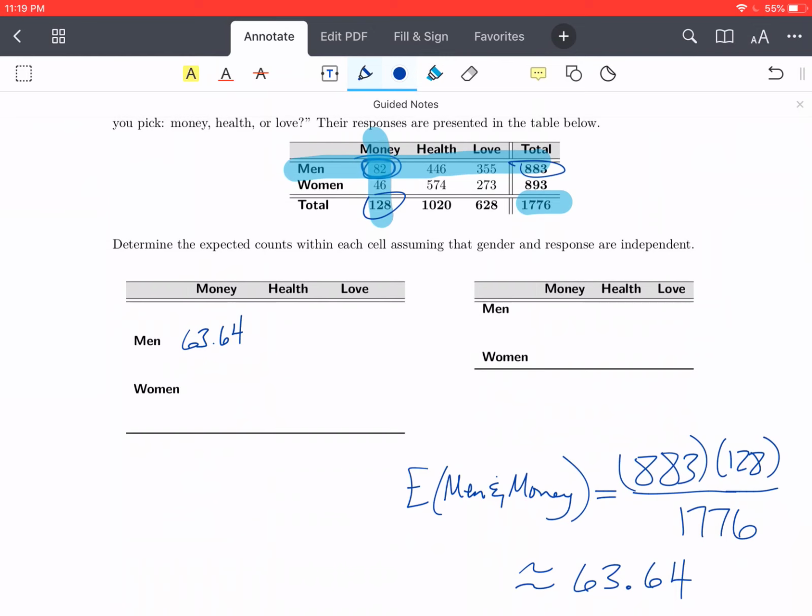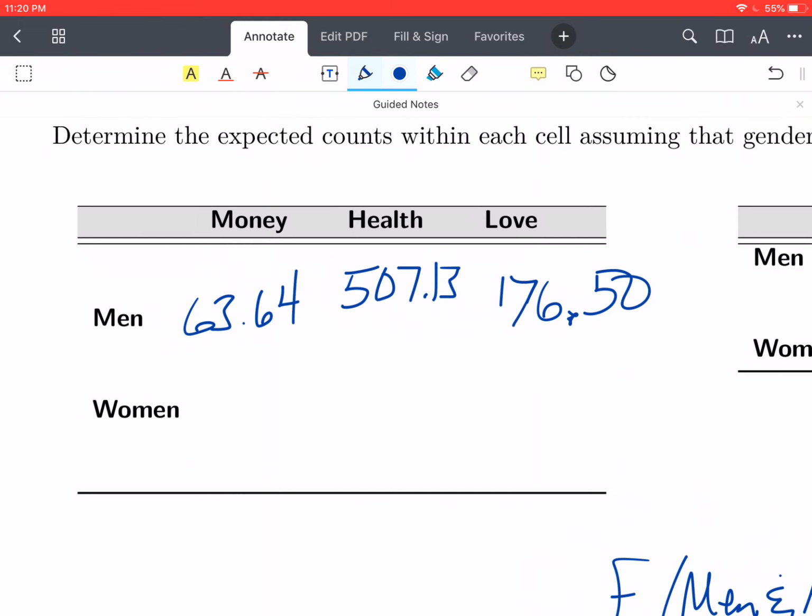And then we would do the same calculation, so for the men health section, we would do row total times column total, so 883 times 1020 divided by table total, which is 1776, and that would be 507.13. And then if we just fill in the rest of these, it's the exact same calculation. For men and love, we get 176.50. For women and money, we get 23.13. Women and health, we get 512.87. Women and love, we get 315.77.